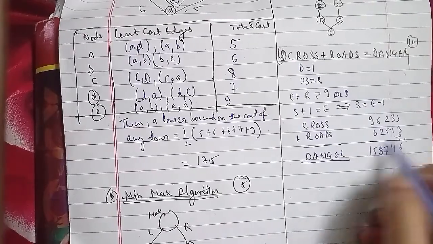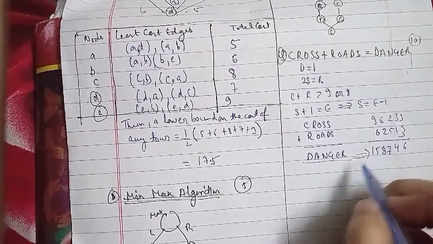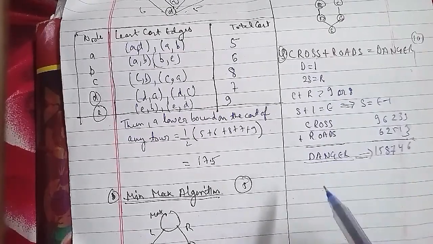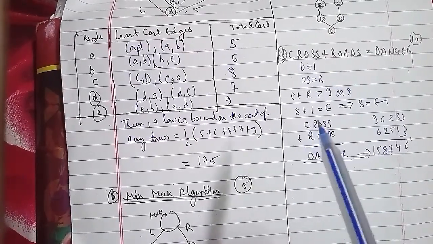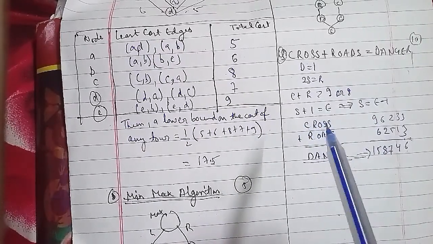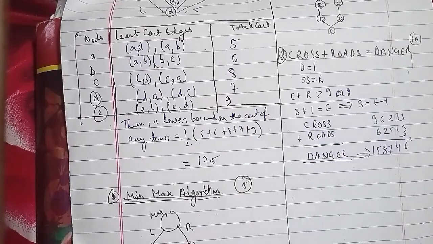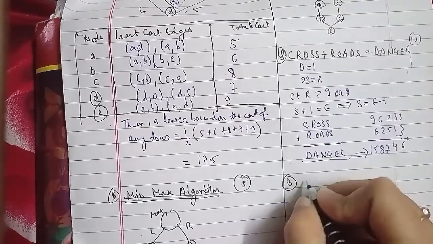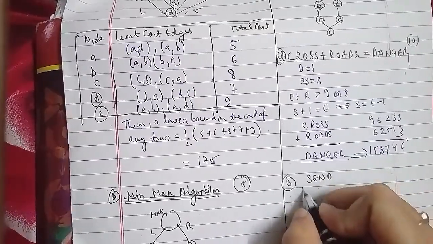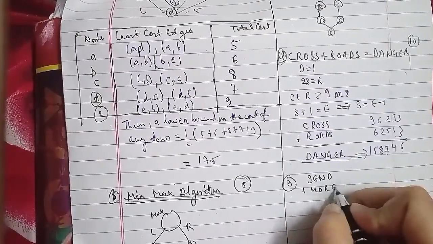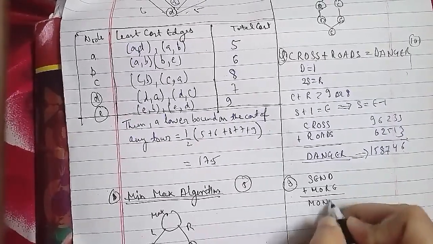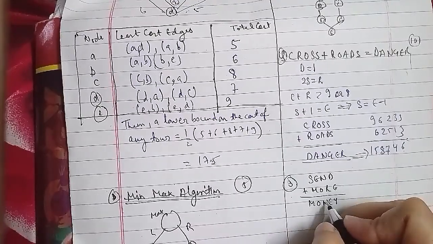Now we'll do another one, that is, solve the following CSP problem of cryptarithmetic. The problem we have here is SEND plus MORE equals MONEY. This has been asked many times, I think you have seen it many times. It was asked once for 5 marks, and the second time it was asked for 10 marks.